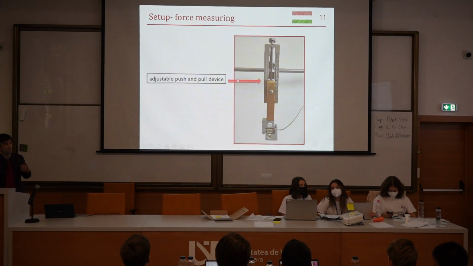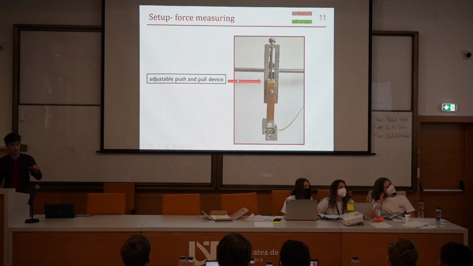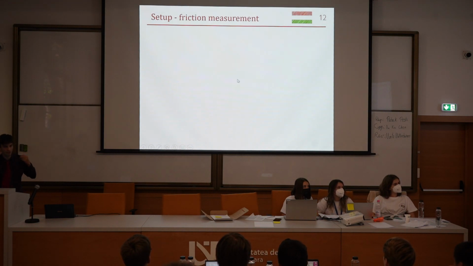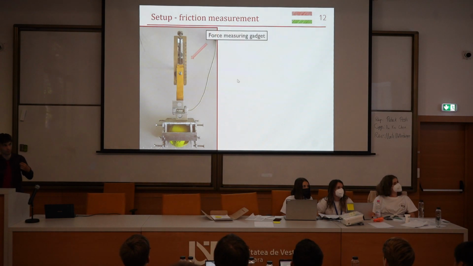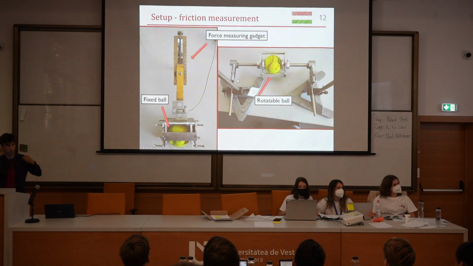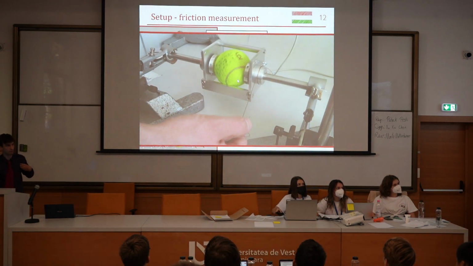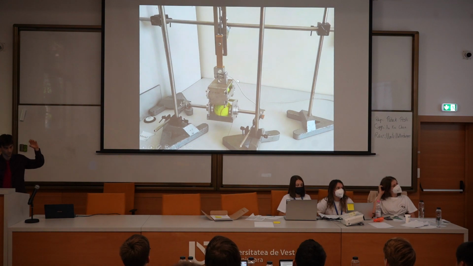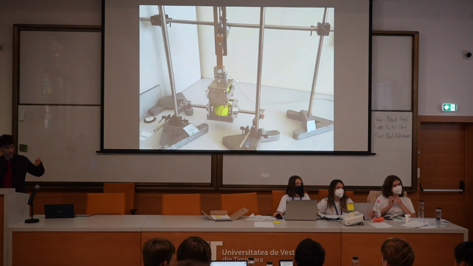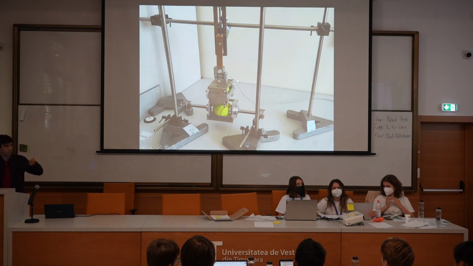So first we have made a force measuring gadget by putting together an adjustable pull and push device and a force measuring device. After that, to measure friction, we have fixated a ball to our force measuring gadget. Then we have made the ball capable of rotation. And after that, by putting these two devices together, we could measure the necessary frictional coefficient in the walls by measuring how much force is required to move the bottom wall.